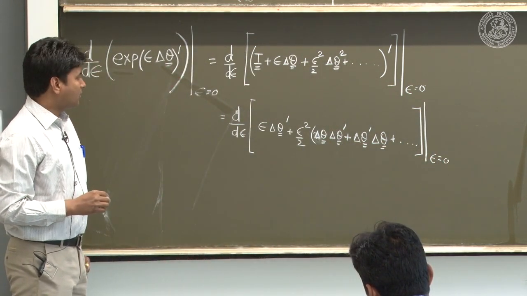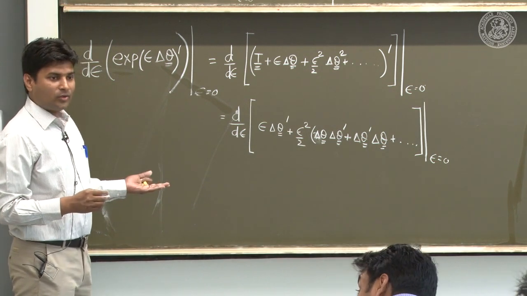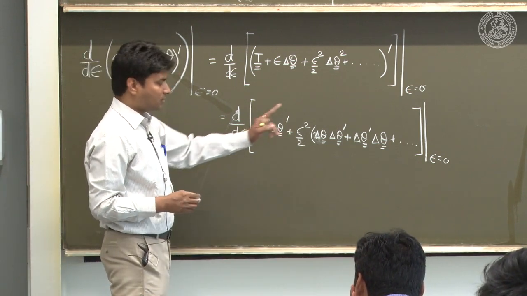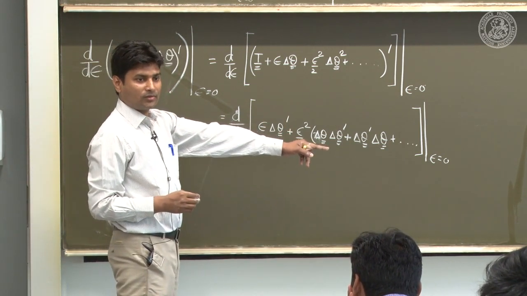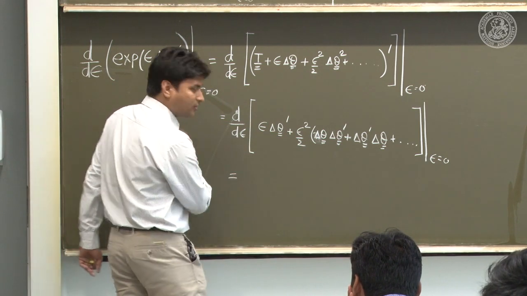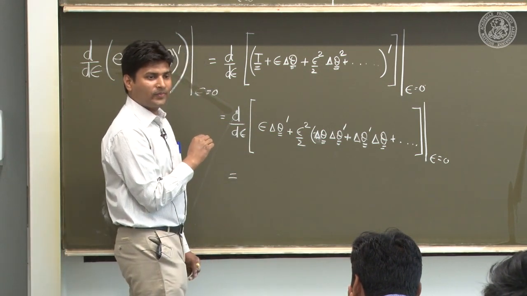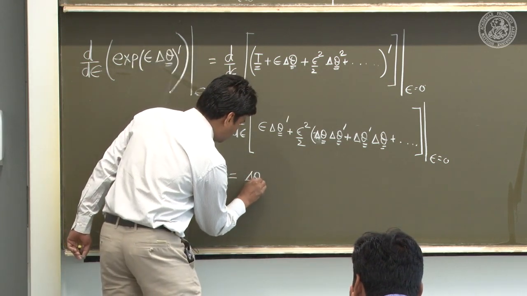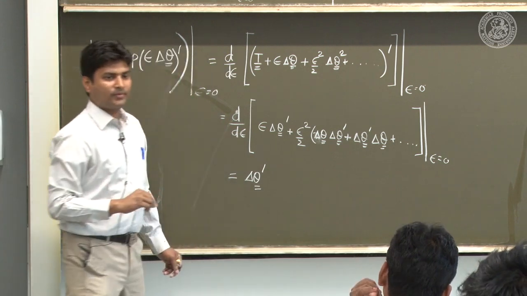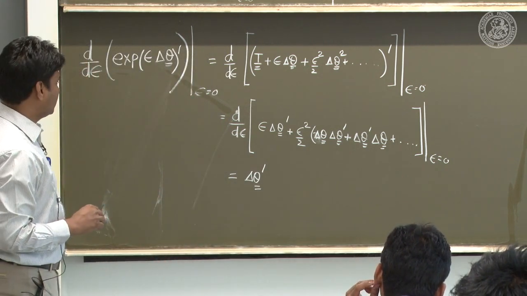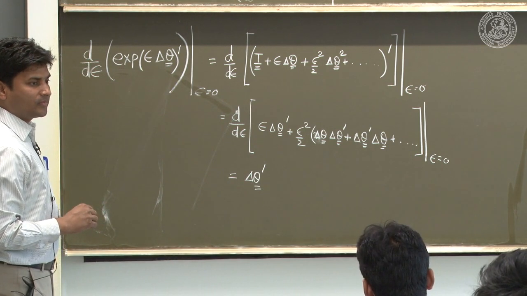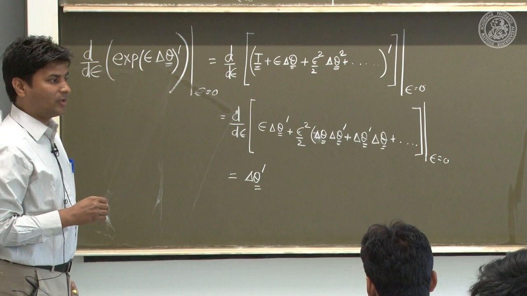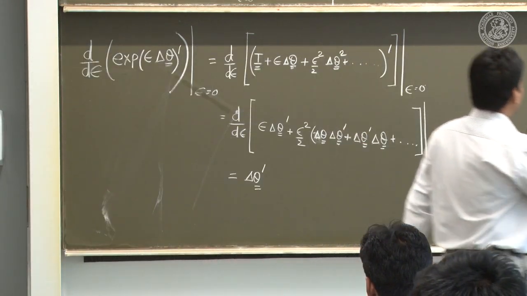And then at epsilon equal to 0, right? And then you can see what you are going to get. D by d epsilon at epsilon equal to 0. What do you get? Delta theta prime. Okay, the result was very simple, but it was not so easy to visualize. So you can write it over here.